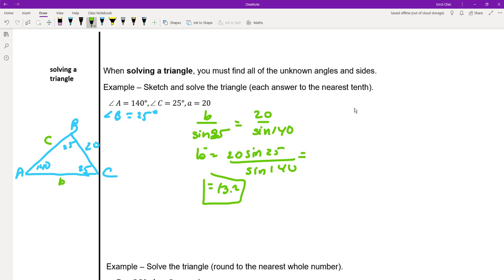Now I'm looking for little c, so I'm going to set up c on the top over sine 25 is equal to, and I always use the pair that I have, okay? I always use the pair that I have. Don't use the pair that you just calculated because there's some rounding. All right, so use the pair that you already have. So that's going to be 20 over sine 140. And notice, again, we're just going to multiply these. So c is equal to 20 sine 25 over sine 140.